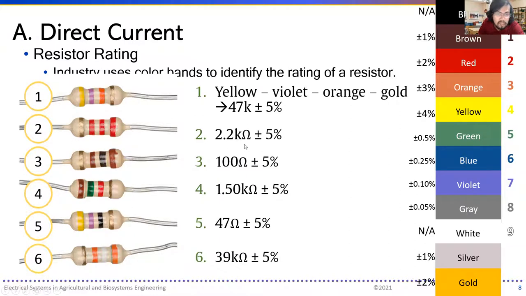Now, number two is 2.2 kilo ohms, plus or minus 5%. Number three is 100 ohms, plus or minus 5%. Number four is 1.50 kilo ohms, plus or minus 5%. Five is 47 ohms, plus or minus 5%. Six is 39 kilo ohms, plus or minus 5%.